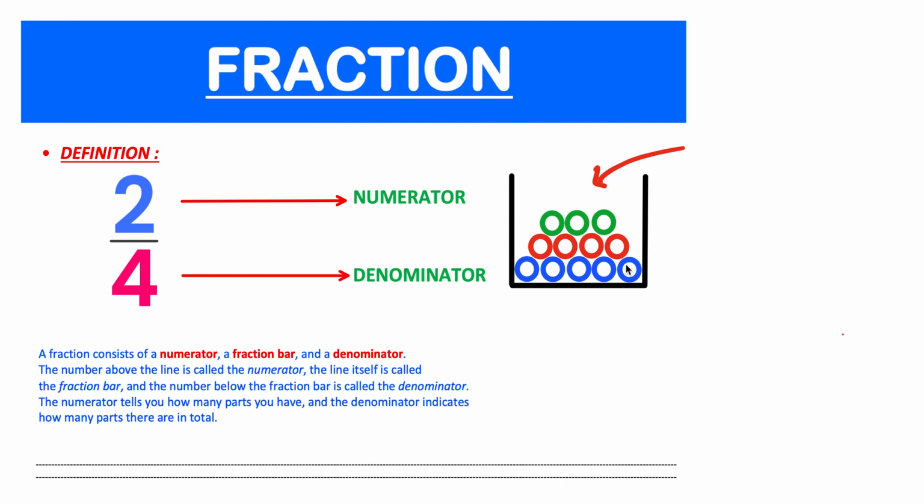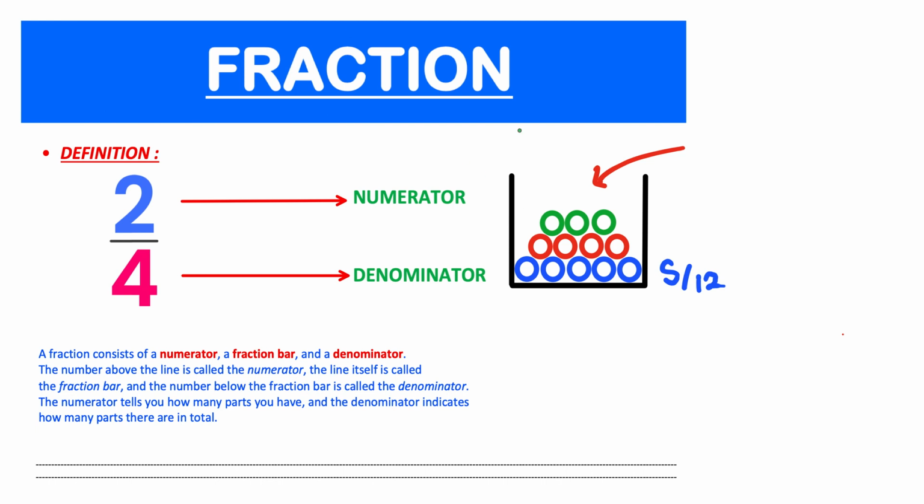Now see, this is a basket filled with rings of three different colors, that is red, blue and green. If somebody asks me, sir, what is the part of the blue rings out of the total? I can just count: there are 5 blue rings out of the total 5 plus 4 is 9, plus 3, that is 12. So I can easily write it: the blue rings are 5 out of 12.